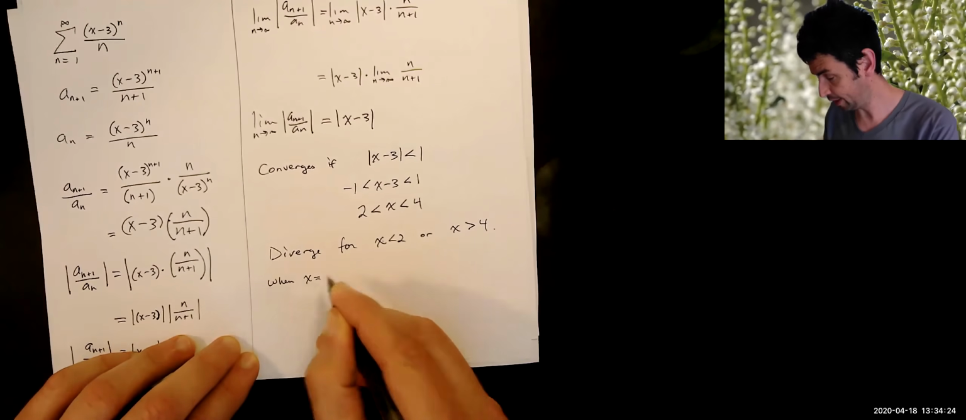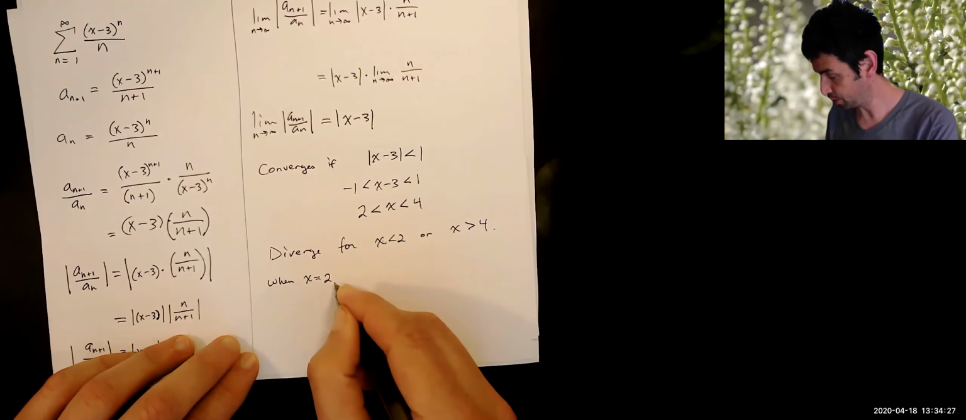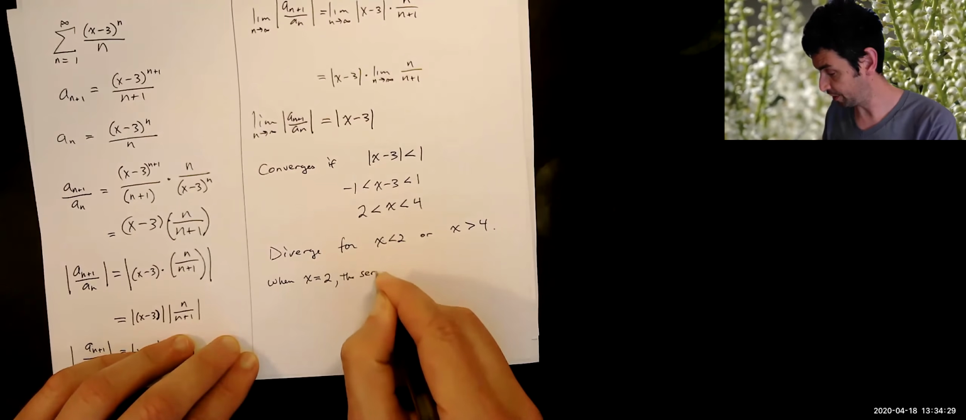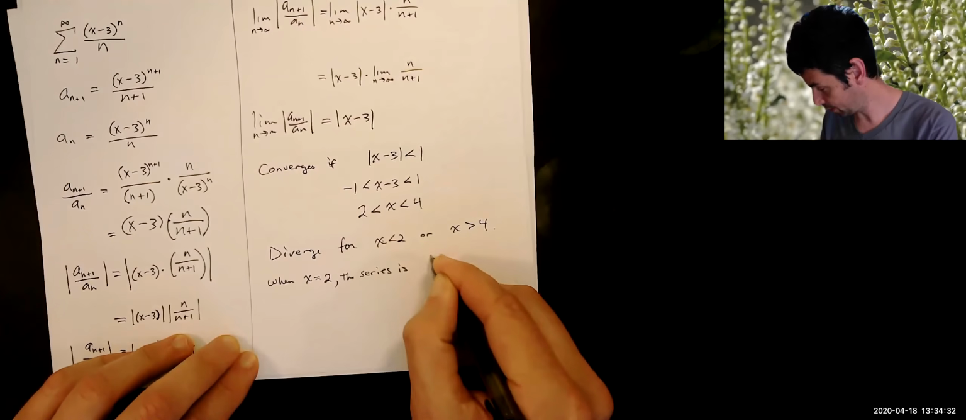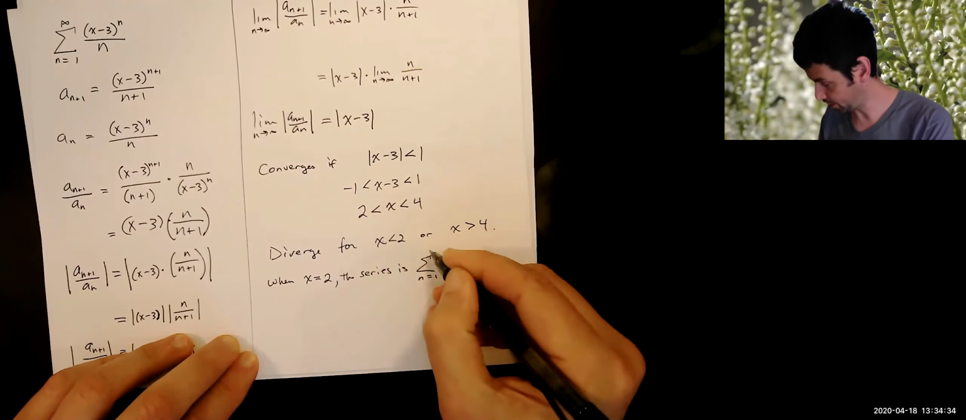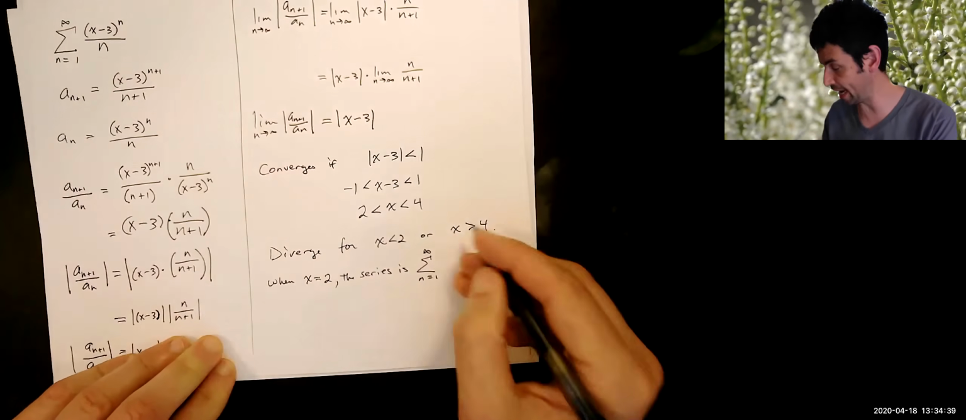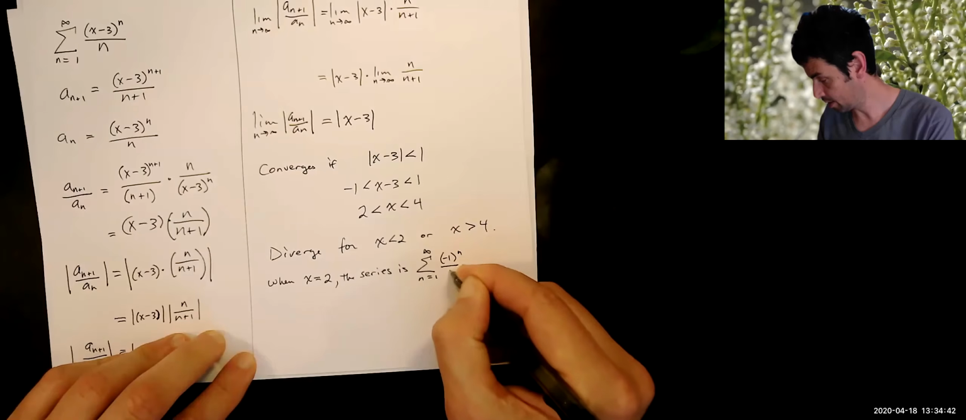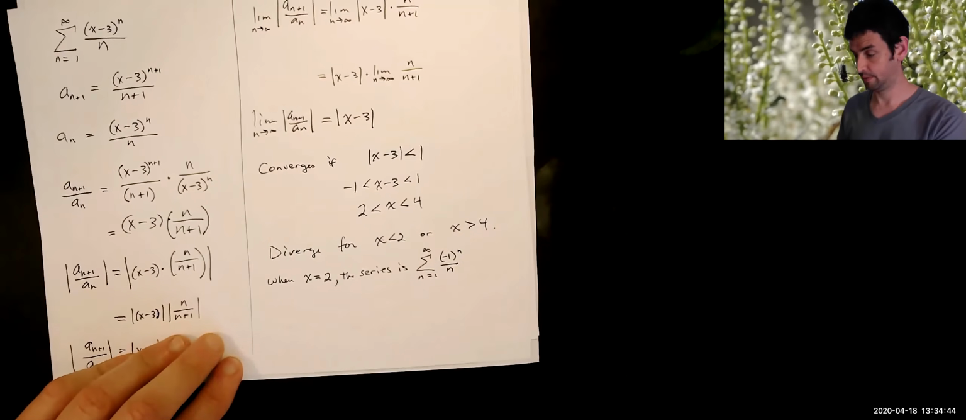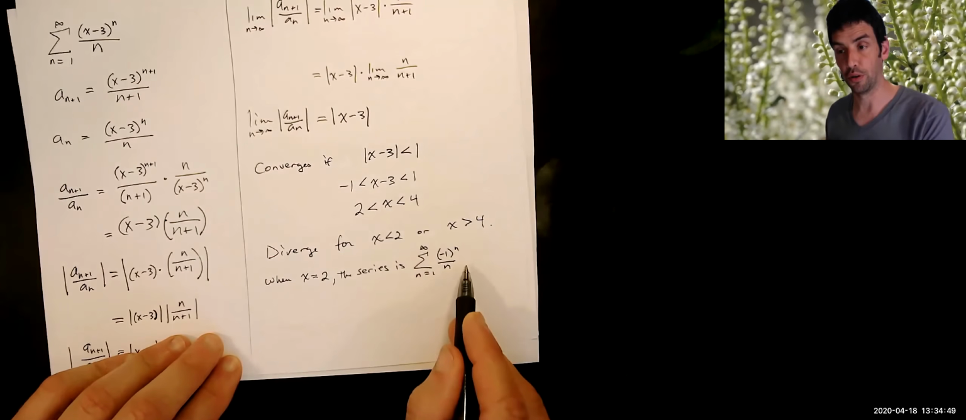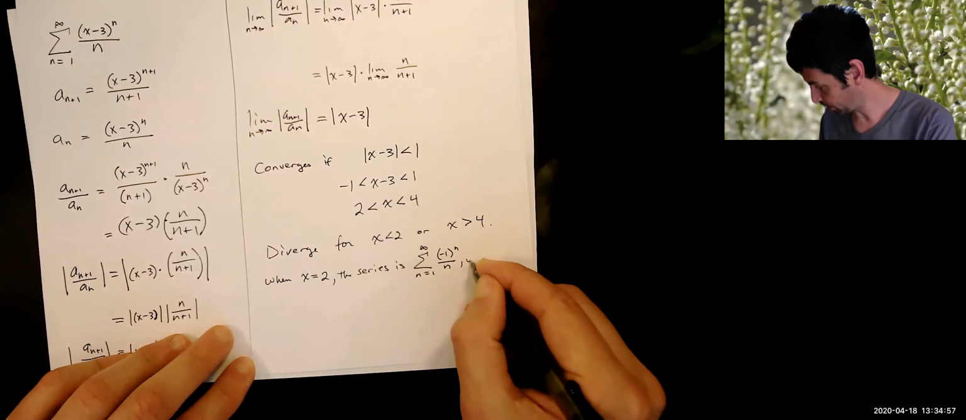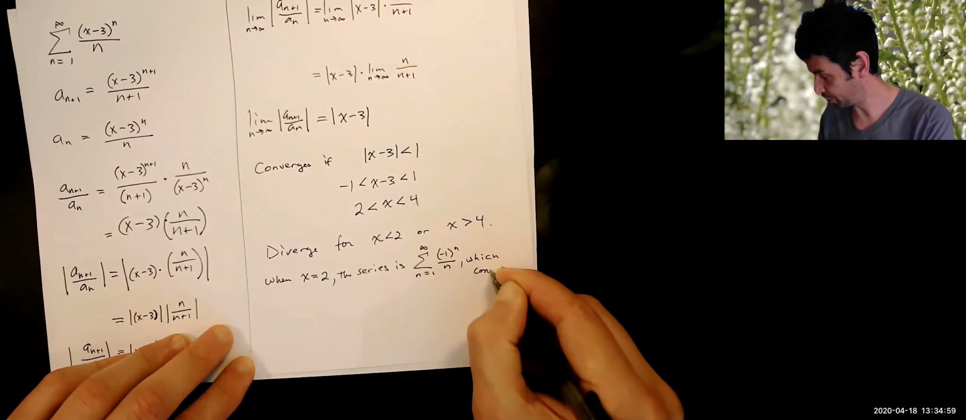When x equals 2, the series is, well, if I put in a 2 for x, I get 2 minus 3 is negative 1 to the n over n. We've looked at this series before. This converges by the alternating series test. So I'll just write which converges.